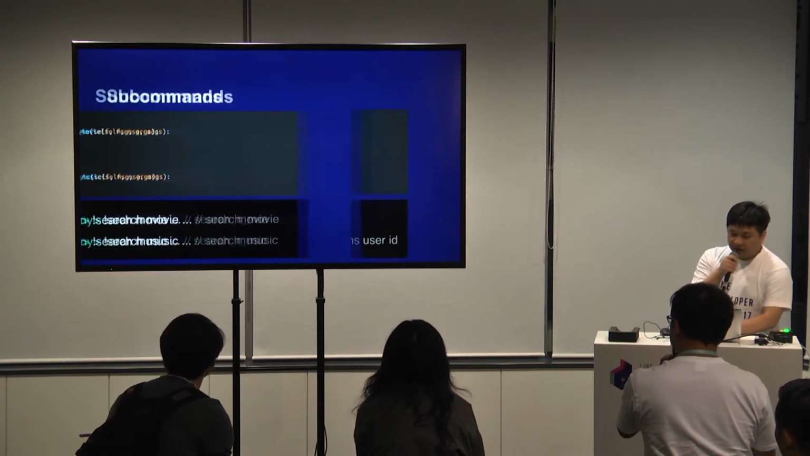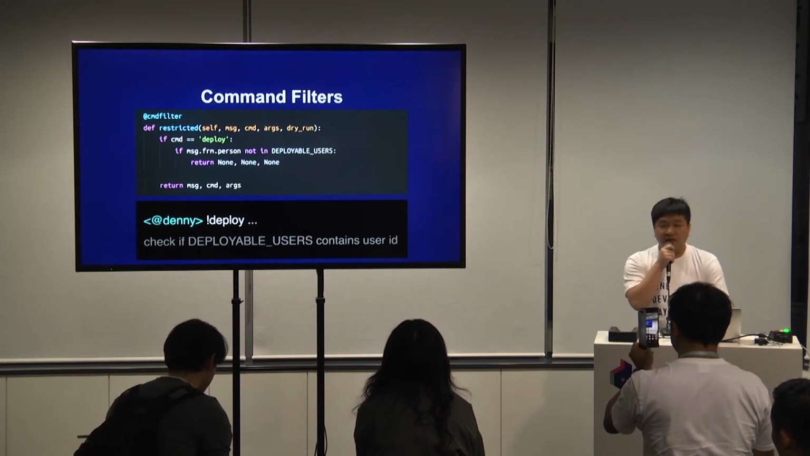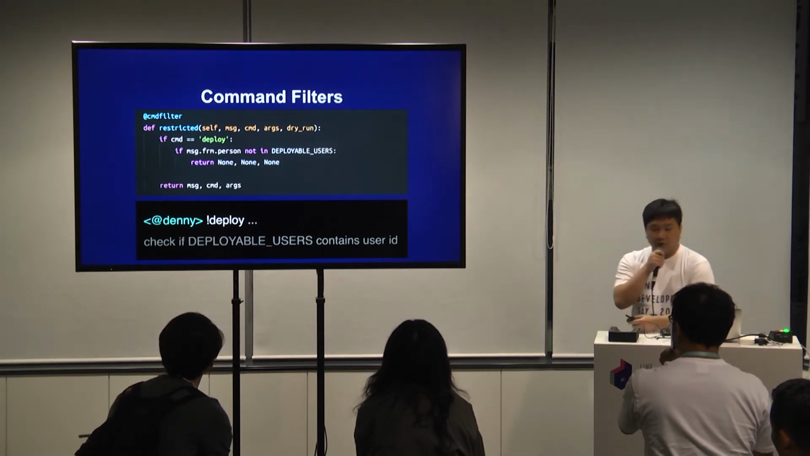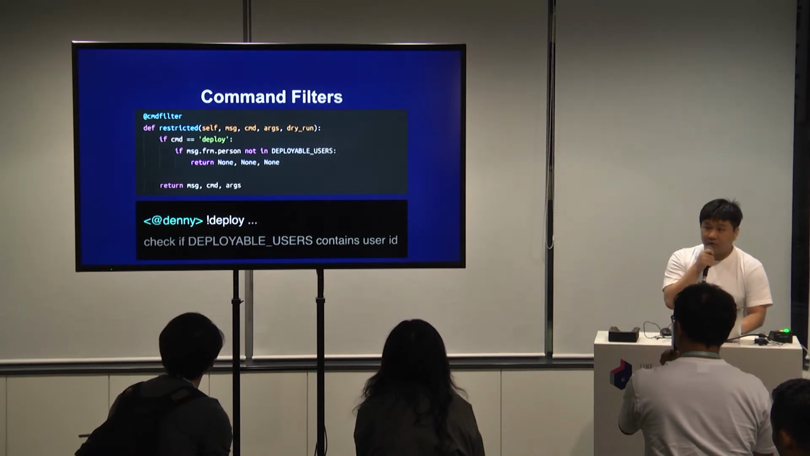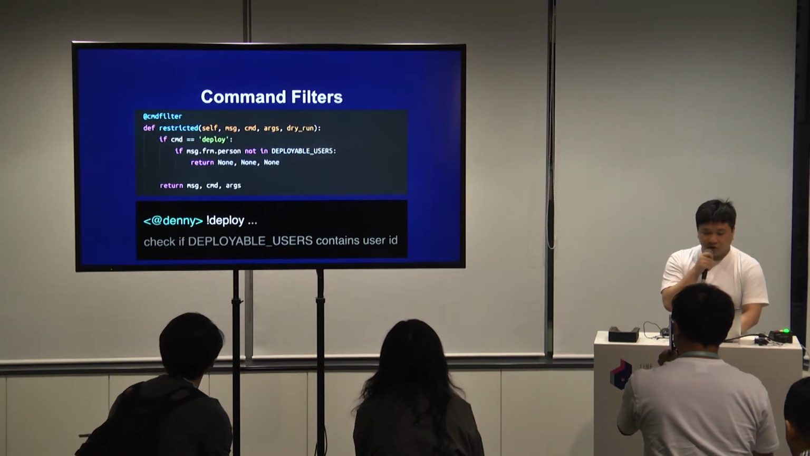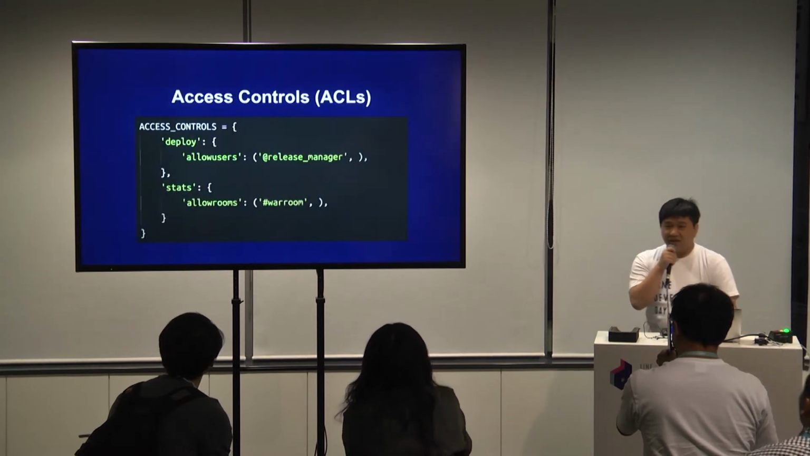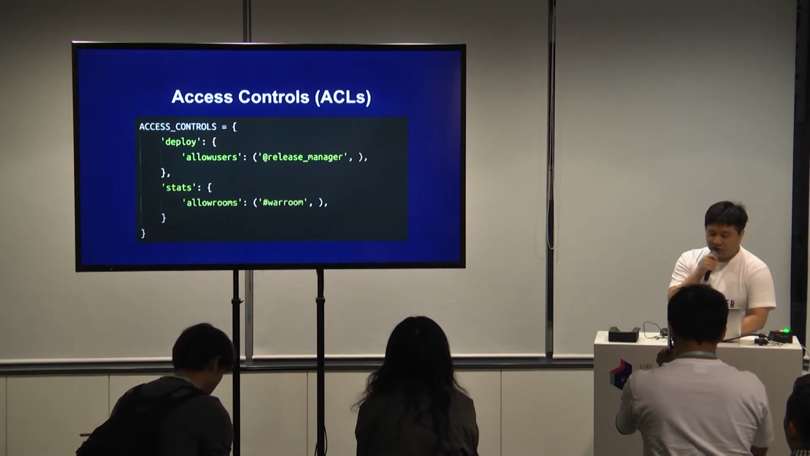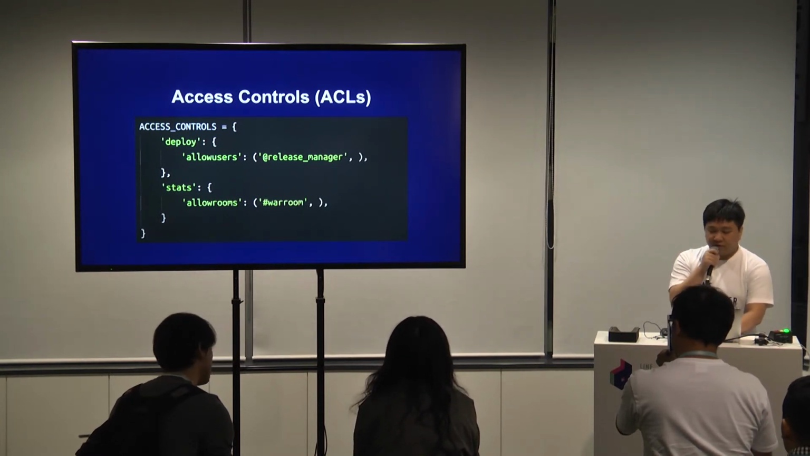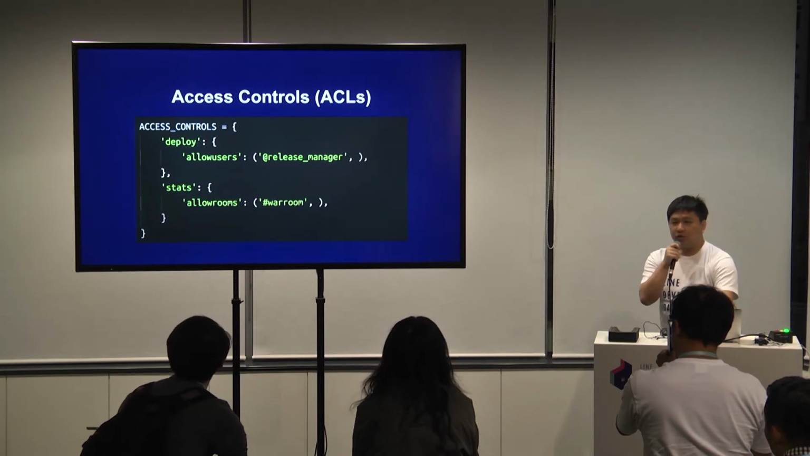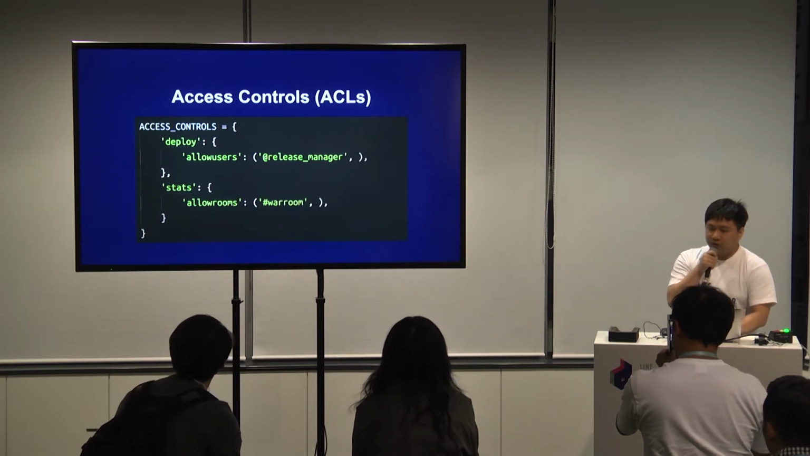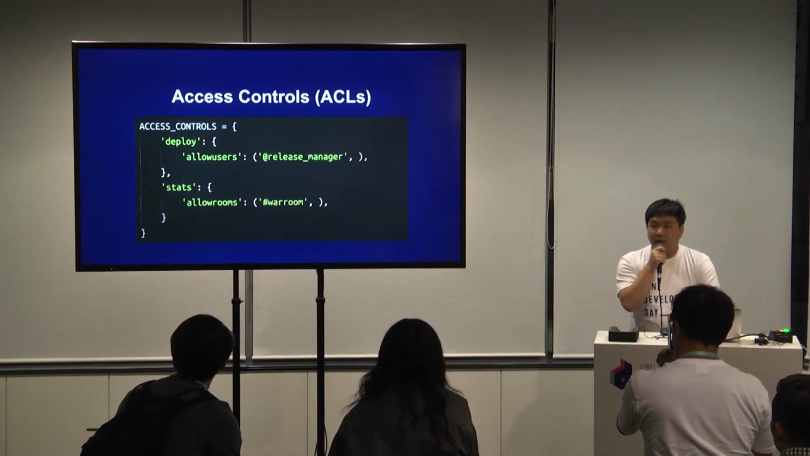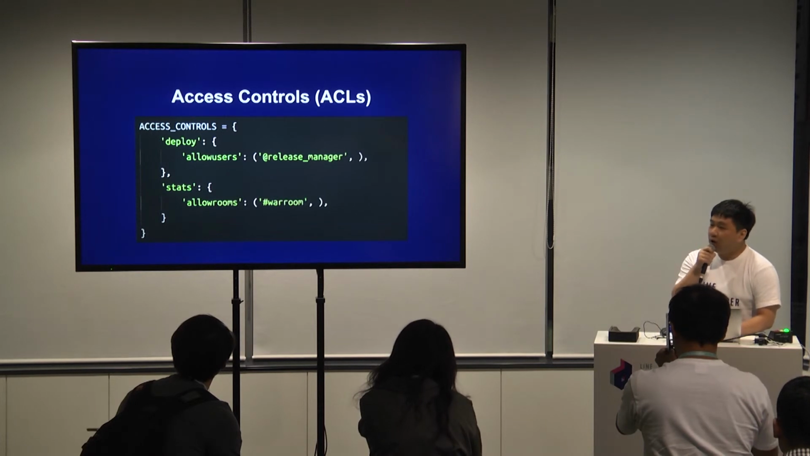Okay, so next, we have command filters. You can easily filter who can execute which commands. Like in this example, only people in the deployable users list can execute the deploy command. And next, if you think writing command filters is too cumbersome, you can use access control lists. You can specify which commands are only allowed to be executed by which users or in which rooms. Like you can only execute stats in the war room, so you can easily control who and where the commands are executed.